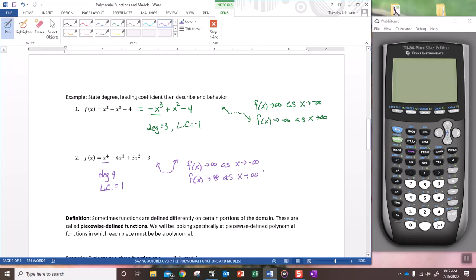So end behavior, if you draw the little diagram, it's easier to write what the actual end behavior is with the arrows.